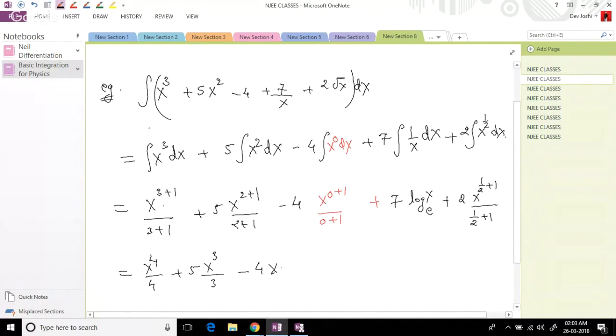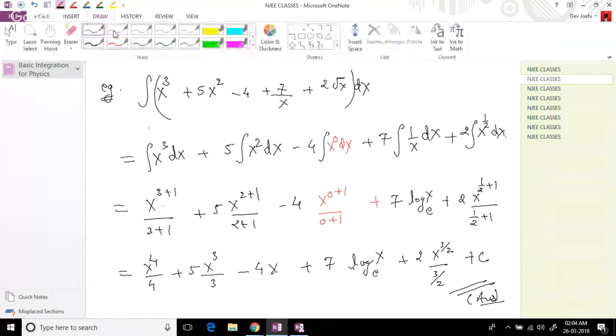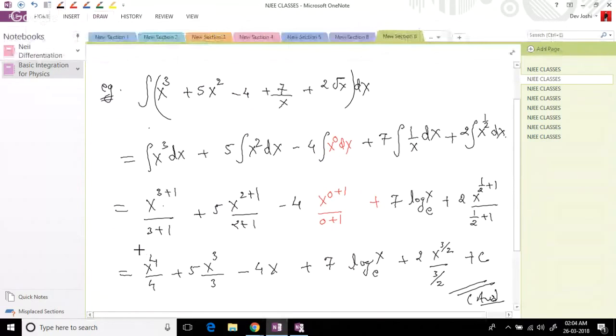It is not going to be 0, it is going to be x plus 7 log x on the base e, plus 2 times x to the power 3 by 2 upon 3 by 2. At last you should add a constant, so that will be your final answer. Correct? So this is how we can proceed with this numerical.